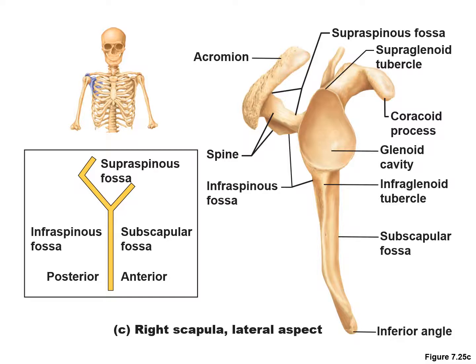Anteriorly, we see the subscapular fossa. Posteriorly, we see the infraspinous fossa below the spine. Again, looking at this aspect, you see the supraspinous fossa right here. There are also a number of other bone markings, which I will not be asking you to know for the purposes of our lab practical. But just to orient you, this is called the infraglenoid tubercle, somewhat of a ridge right here, and then the supraglenoid tubercle at this point.